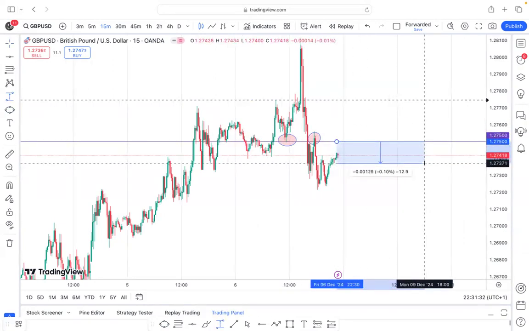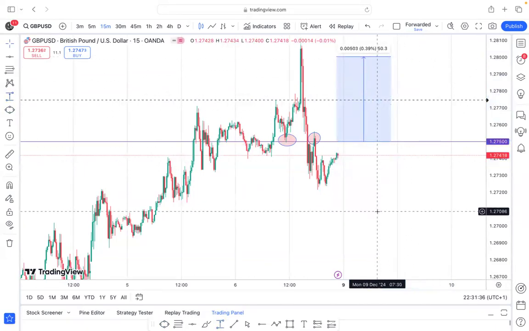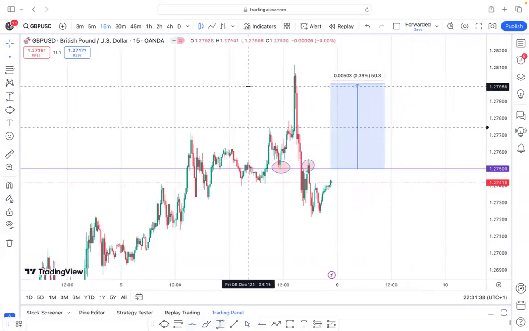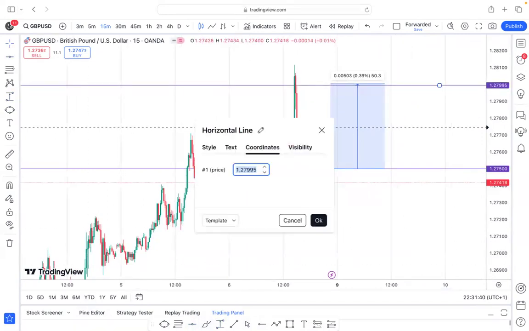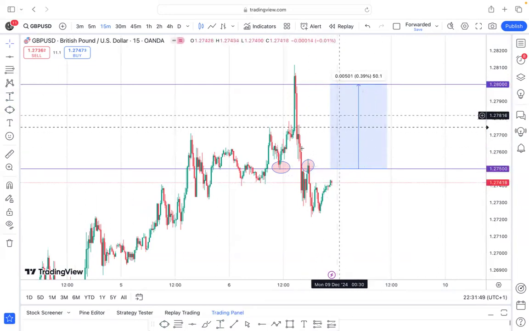1.27500. Next one will be 1.27800, right? That would be our new psychological level. 1.27800. Right? This is it. 1.27800. Now this is it.